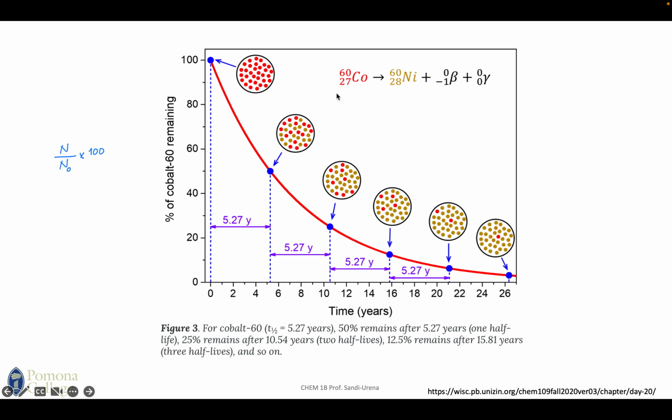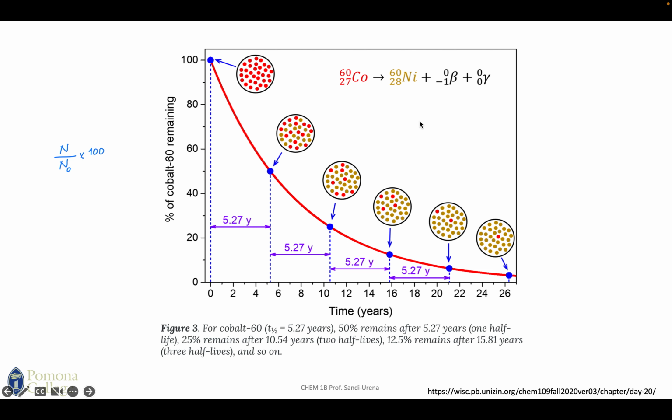We have the nuclear reaction up here. We have cobalt-60 decaying, and we see that it is a beta decay. It also emits energy as gamma rays, and it is converted into nickel-60. So that's our nuclear reaction.